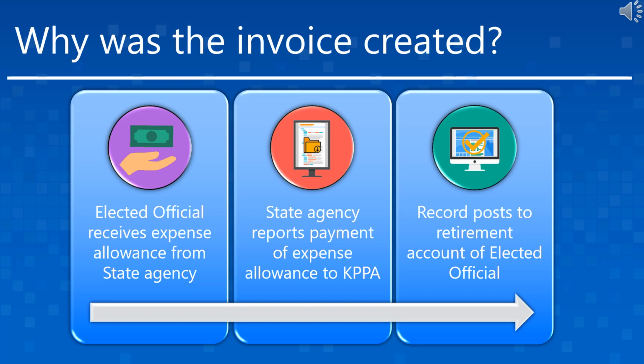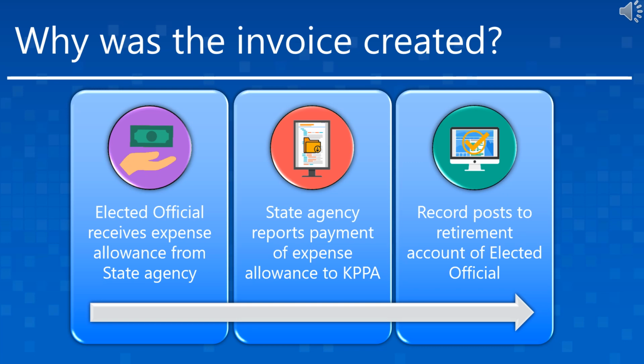The expense allowance payment is issued to the elected official with the employee contributions withheld and is reported to the Kentucky Public Pensions Authority via the Department of Personnel's monthly report. Once the record is posted to the member's account, an invoice for the employer contribution is generated and sent to the employing agency of the elected official.